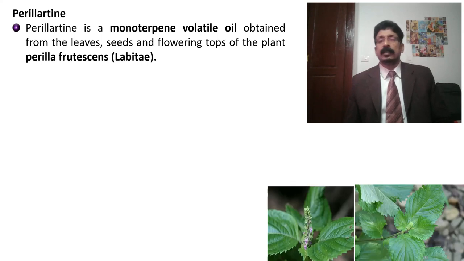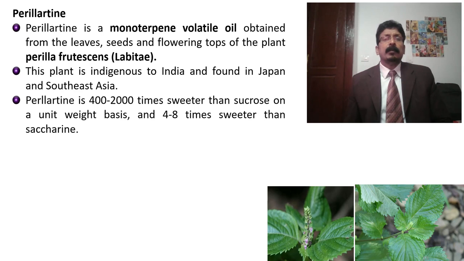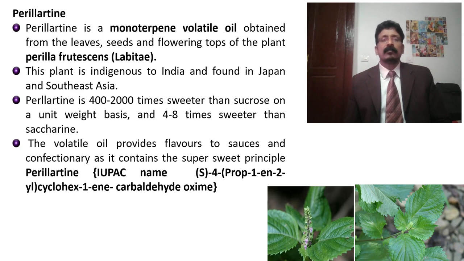This is the plant, and the leaves have more trichomes, spines will be there. The plant is indigenous to India and found in Japan and Southeast Asia. Perillartine is 400 to 2000 times sweeter than sucrose on a unit weight basis, 4 to 8 times sweeter than saccharin. The volatile oil provides flavors to sauces and confectionery as it contains the super sweet principle.